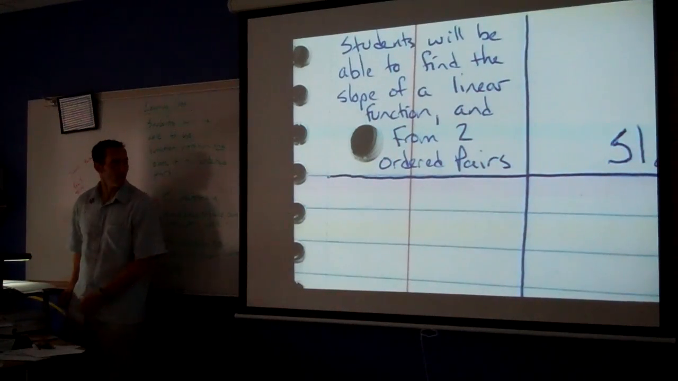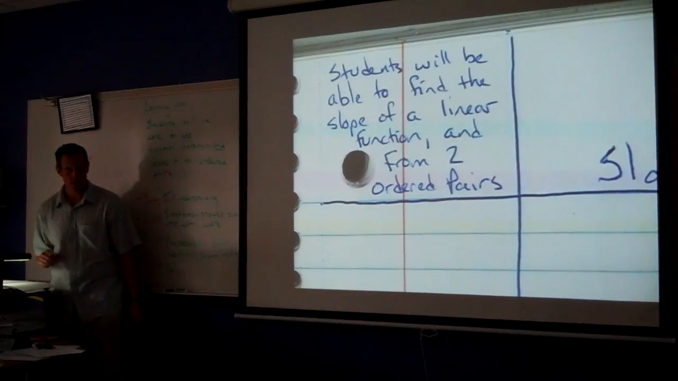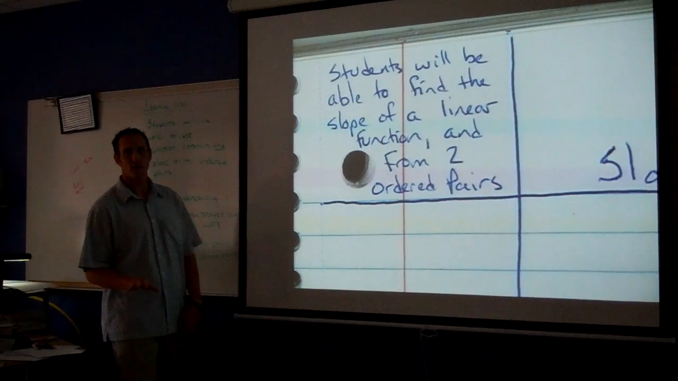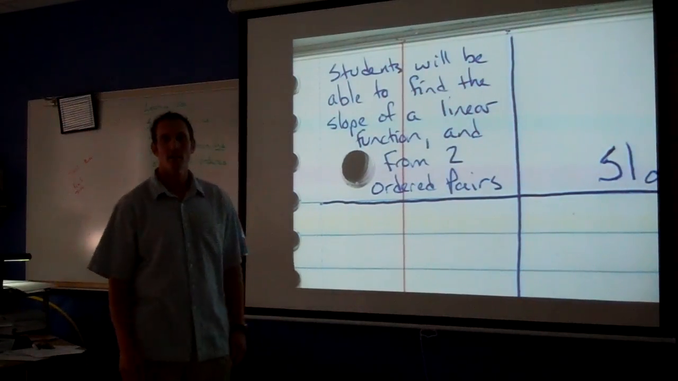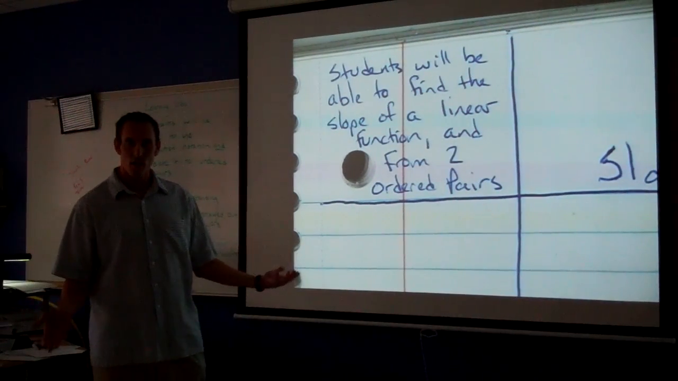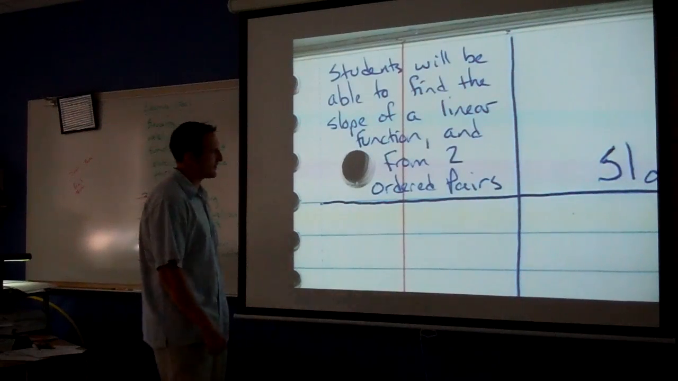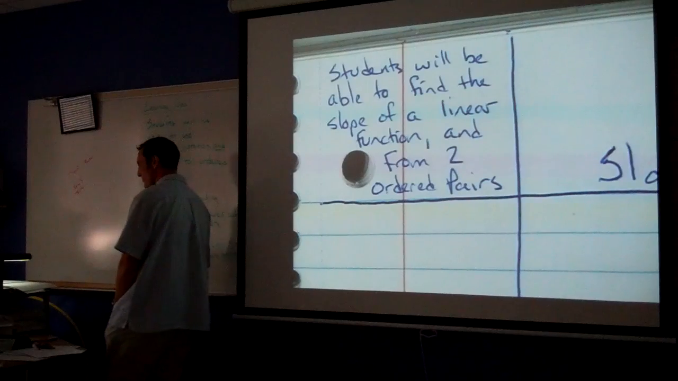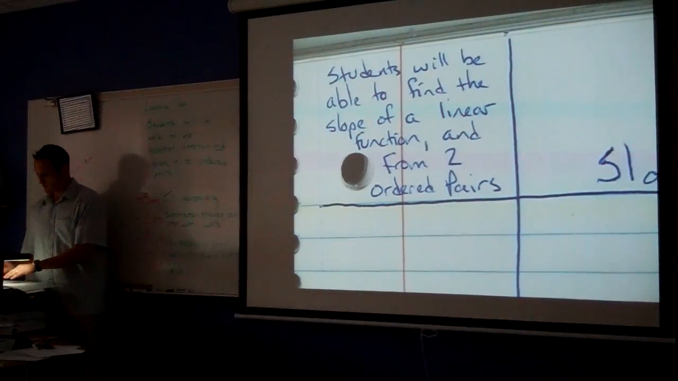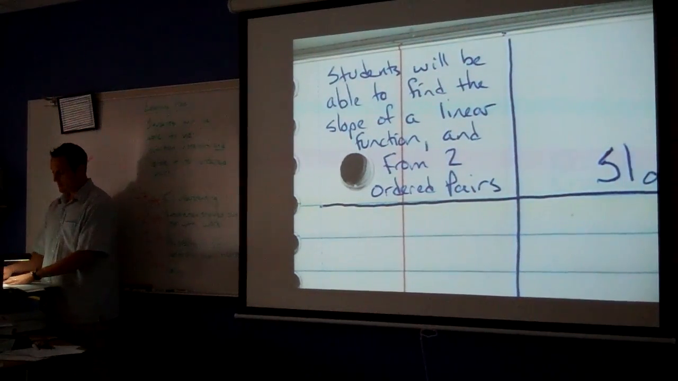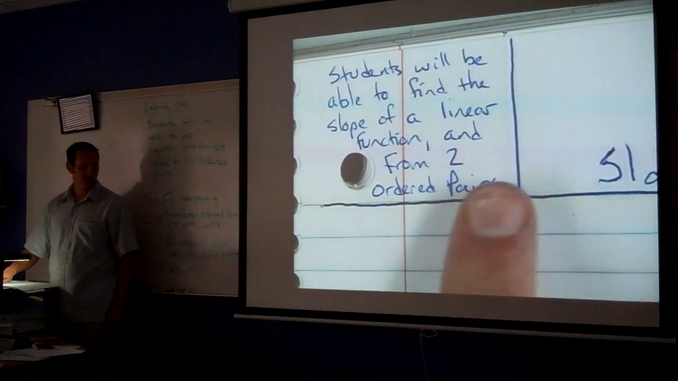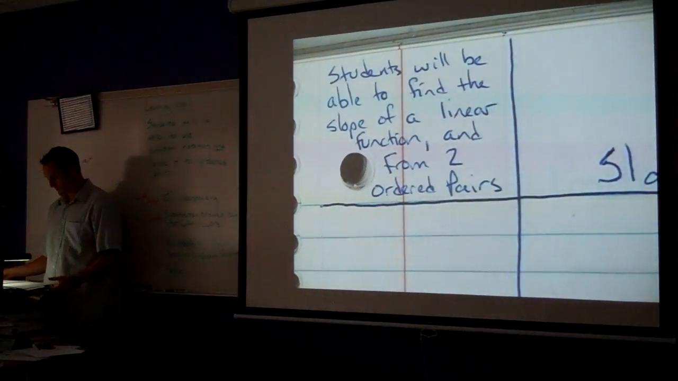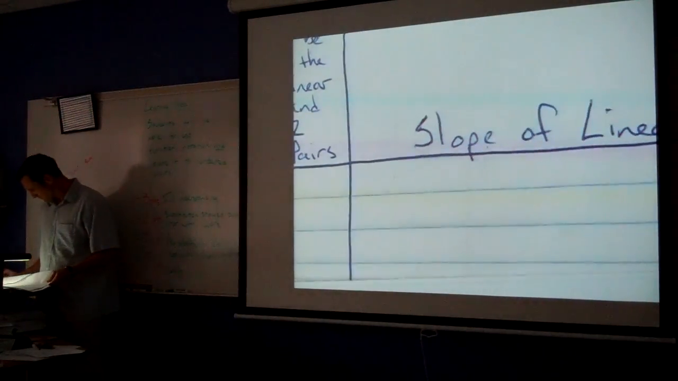Hello. Alright, today what we're going to do is learn about the slope of linear functions. So we're going to be studying what's basically a line. We just use the word linear function to let you know it's a straight line. Learning goal: you will be able to find the slope of a linear function, and we will get into it eventually, but not today, to find slope from two ordered pairs.